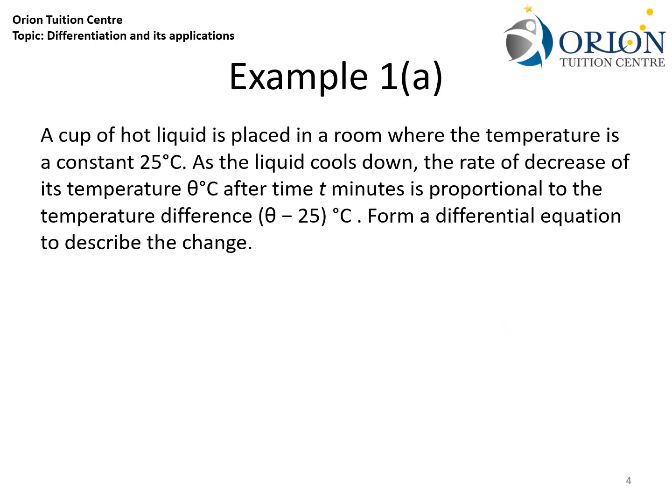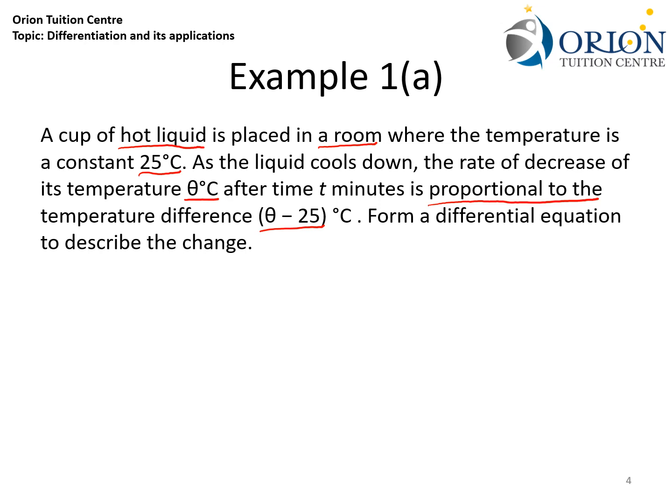In example 1a, we have a cup of hot liquid. Its temperature is at theta degrees Celsius, and it is going to be placed in a room where the constant temperature of the surrounding is 25 degrees. So we know that the rate of decrease of the temperature is going to be proportional to the temperature difference between the cup of water and the surrounding, theta minus 25. And based on this, we need to form a differential equation to describe the change.